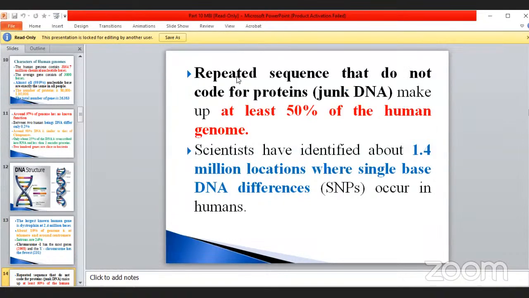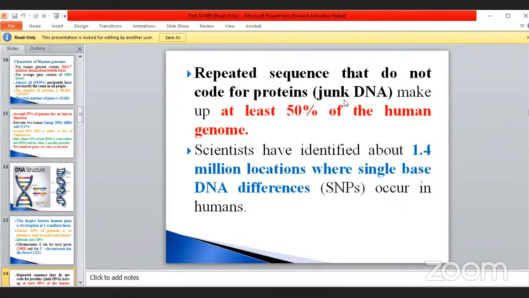The repeated sequence is also there. The genes are called junk DNA. Junk DNA is also called a repeated sequence. A repeated sequence is also called junk DNA, but they will not code for any protein molecules.